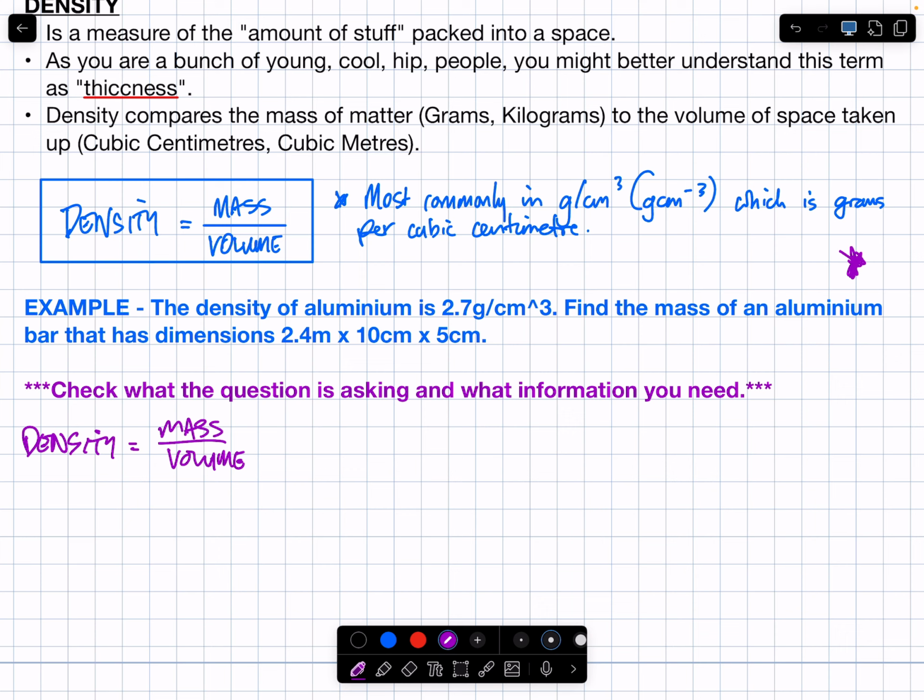All right, last question. You've been troopers so far. We have a question. The density of aluminium is 2.7 grams per cubic centimeter. Find the mass of an aluminium bar that has dimensions given here. That's not asking you to find the density. Does it tell you the density already?